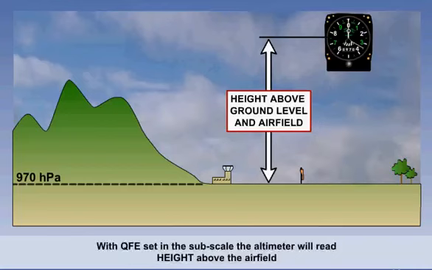If we were to get the actual pressure of the airfield and correct it to the airfield reference point or threshold, then we have a pressure value known as QFE. If this pressure was set within the subscale, the altimeter would read 0 when on the ground at the threshold or airfield reference point. If the aircraft was then to climb, the altimeter would show the height above the airfield.